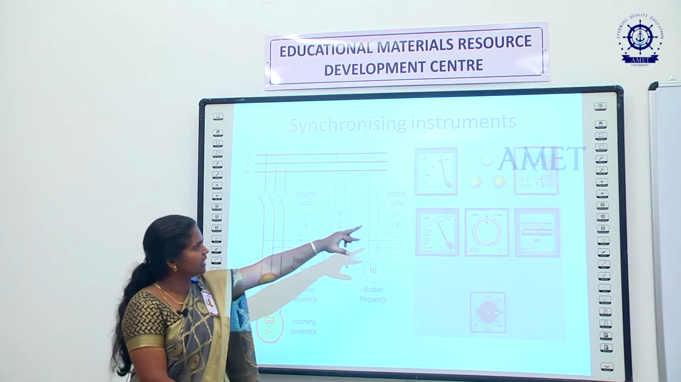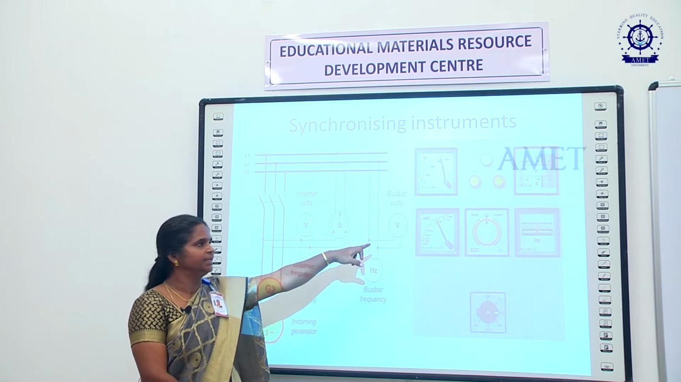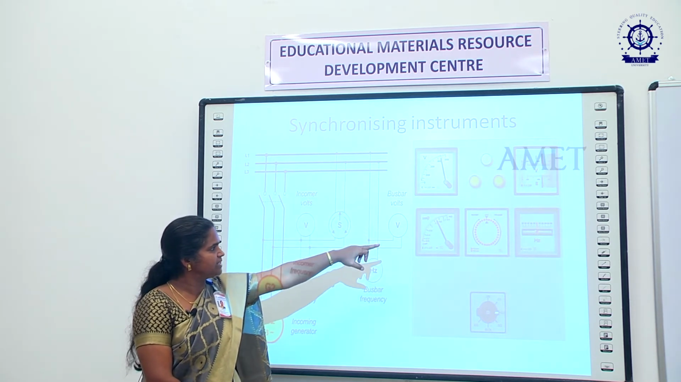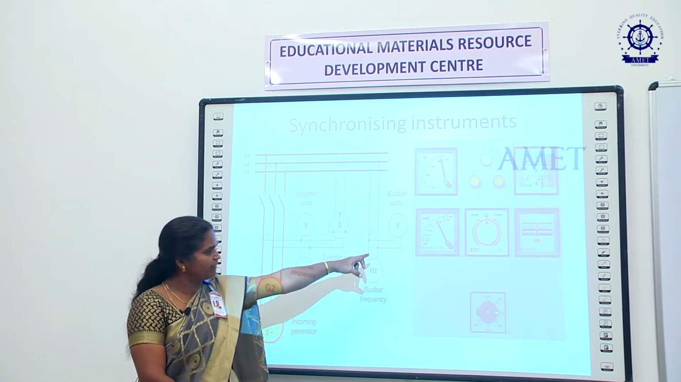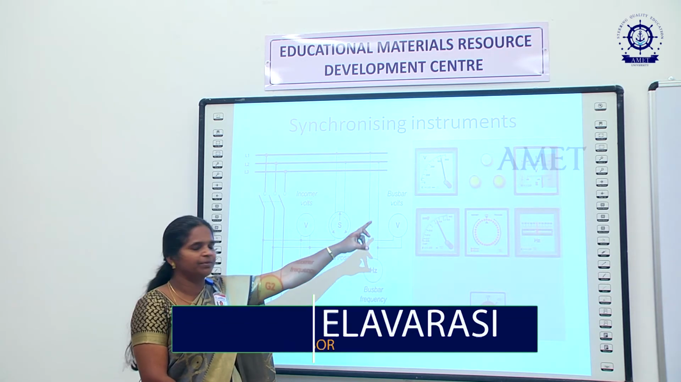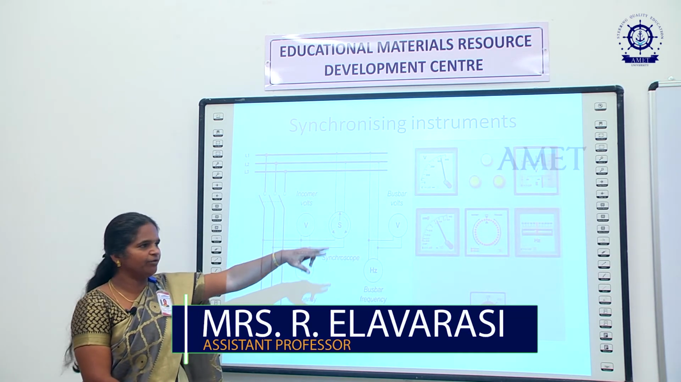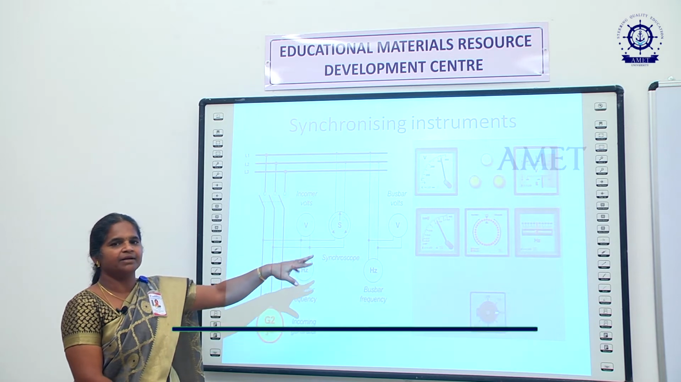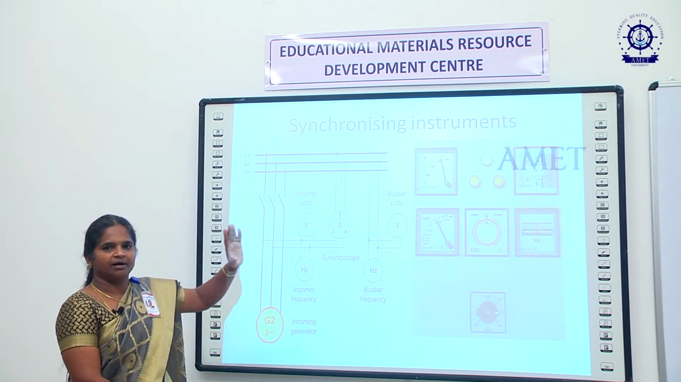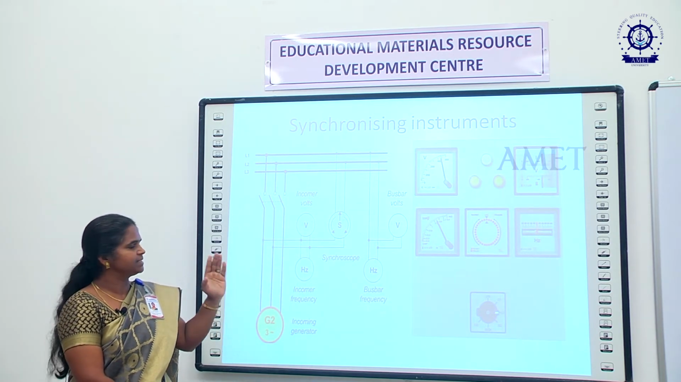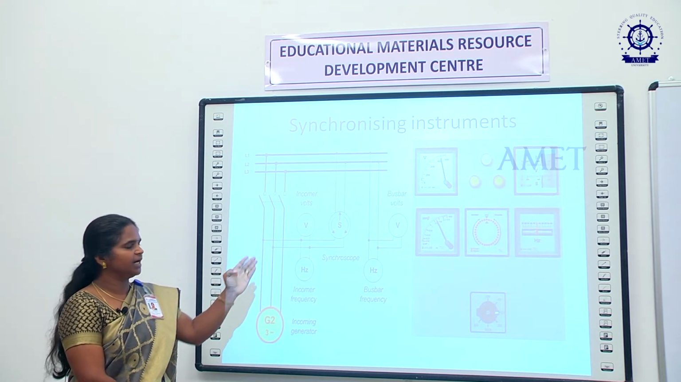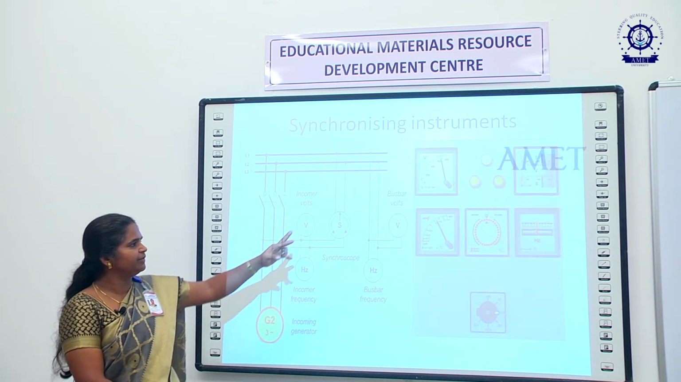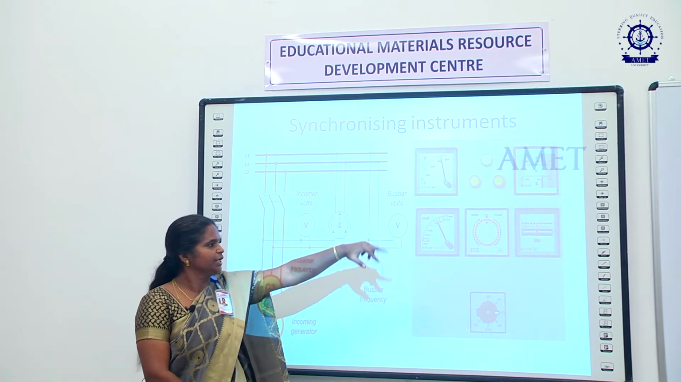So, here the meters are available. With the help of these meters, that is voltage, phase sequence, frequency, power factor, and the indicator lamp, everything is there. With the help of these indications we can understand whether both the generators are running with the same frequency, same speed, same voltage and phase sequence. We can get all this information from these instruments.